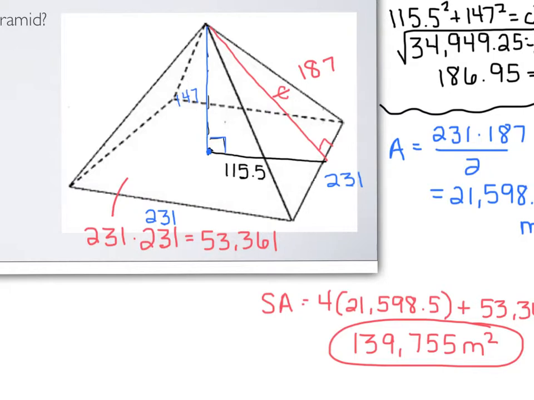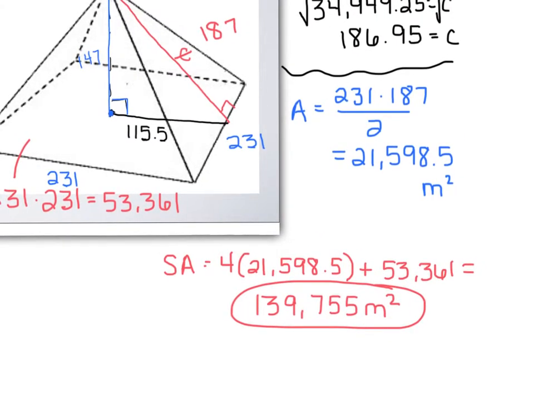That's what this was down here. You're right. I got a little unorganized at the end there, but yeah. So 231 times 231 gave us the base of the square. This 21,598 was the area of one triangle, and then we multiplied by 4 because there are 4 of them going around the outside. Bryce?